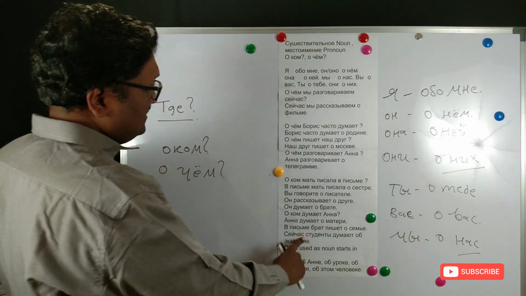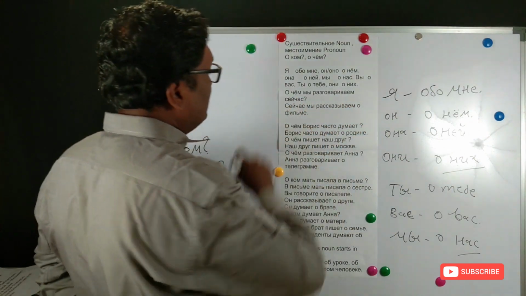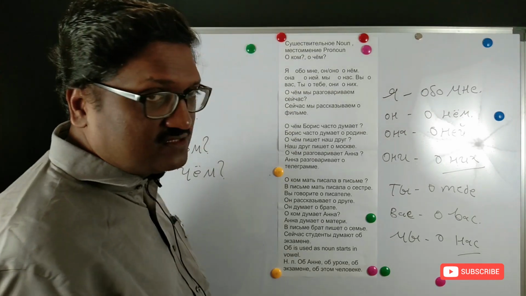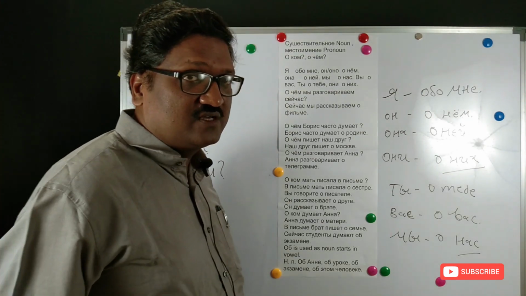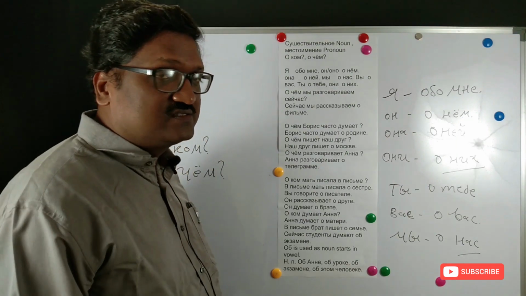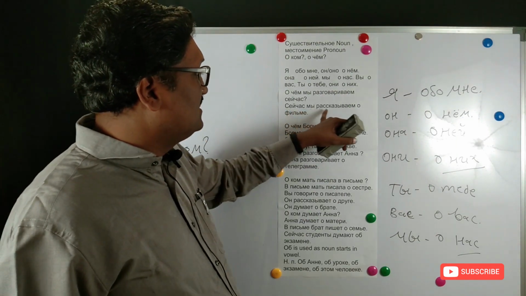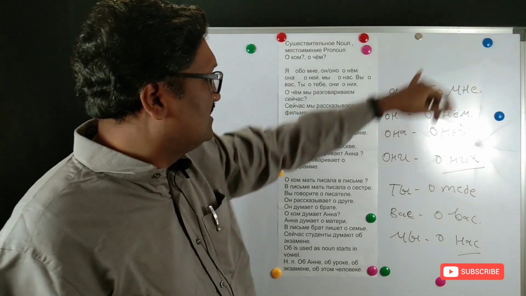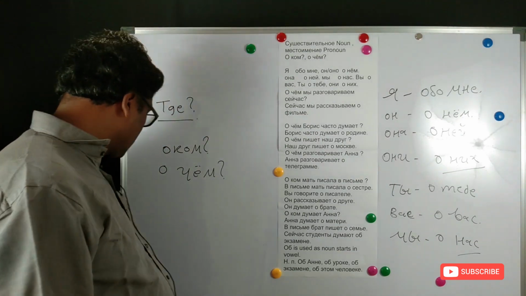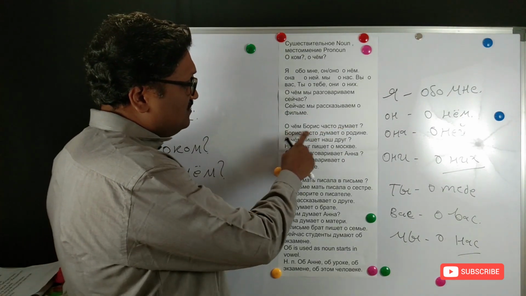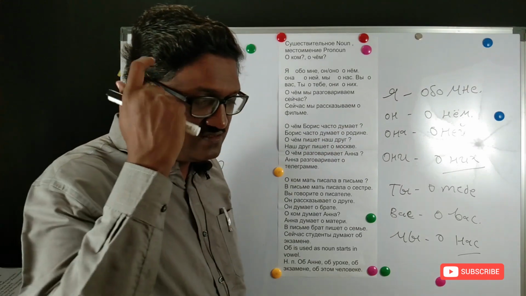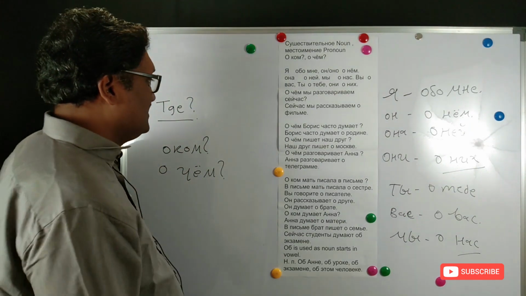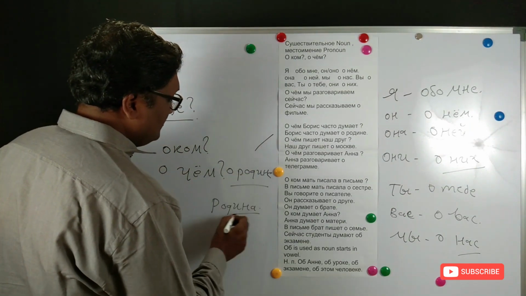Now we'll see some sentences. O chom my razgovarivaem seychas? What we are talking about at this moment. Seychas is now, at this moment. Razgovarivat is to discuss. We are discussing a film. Film is movie. O chom Boris chasto dumayet? About whom is he thinking? Boris chasto dumayet o rodine. Rodina is native place.